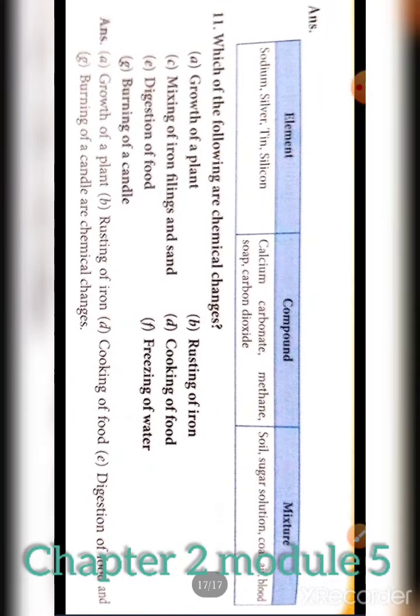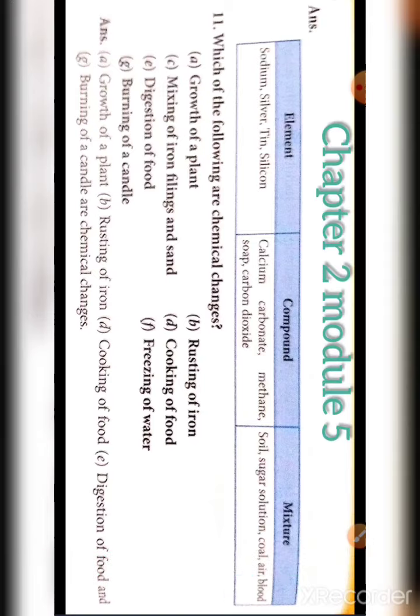Here is the answer. Elements are sodium, silver, tin, silicon. Then compounds will be calcium carbonate, methane, soap, carbon dioxide. And mixtures will be soil, sugar solution, coal, air and blood. Question number 11, last, which of the following are chemical changes? Growth of a plant is a chemical change, rusting of iron is a chemical change, then cooking of food is a chemical change, and digestion of food is also a chemical change, then burning of a candle is also a chemical change. So here the chapter is over now.